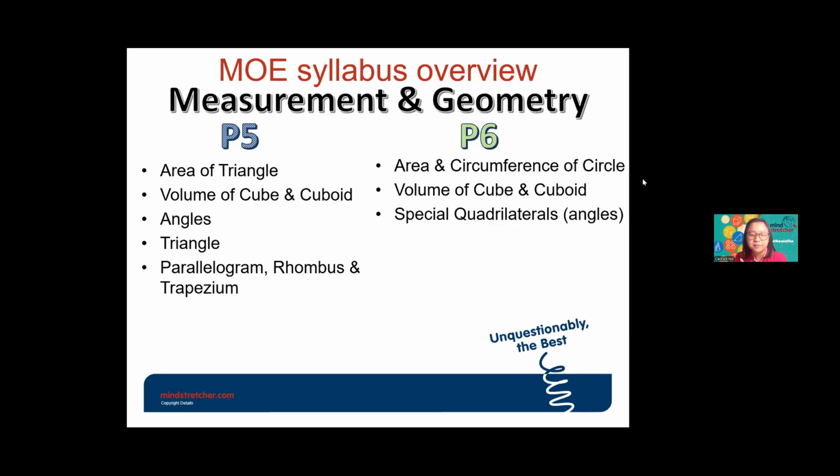So then again, you see volume of cube and cuboid in primary five and in primary six. In primary five, the questions are more basic and more straightforward. In primary six, they start to have more variations in the cube and cuboids. It could be cube and cuboid combined together, and more intermediate questions about the cube and cuboids.